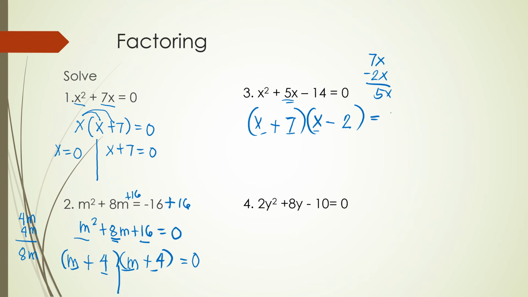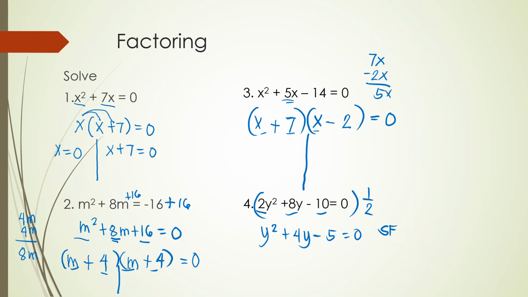Again, equate it to 0 using the zero product property and then separate them using the APE. Next, number 4. If you're going to observe, 2, 8, and 10 are divisible by 2. So, you can multiply them by 1/2 para ma-reduce natin at mas madali siyang i-factor. So, magiging y squared plus 4y minus 5 is equal to 0. So, in standard form na siya.